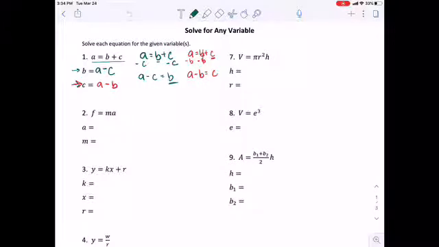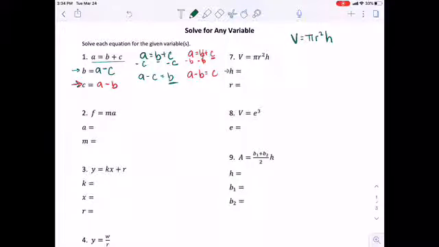All right, I had some questions about some of the problems on this solve for any variable assignment. So we're going to start by looking at problem 7, which is that V equals pi r squared h. Now notice that first we've been asked to get the h alone.